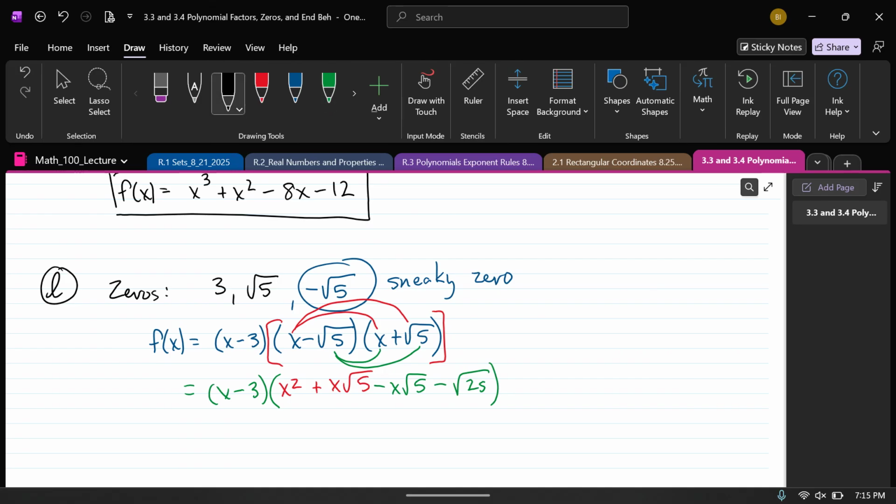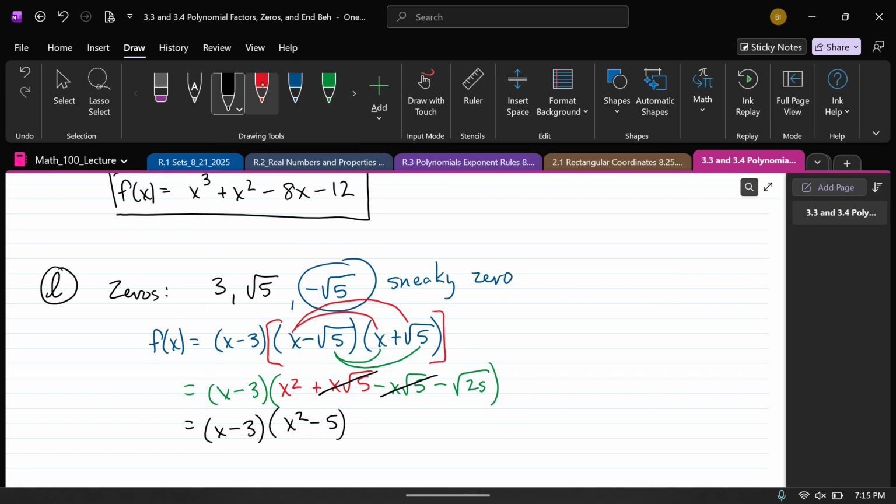What happens to the radical 5s in the middle? Yeah, one's a positive, one's a negative. They're going to cancel each other out. What is the square root of 25? Oh, okay. So that's really just x squared minus 5 times x minus 3. Well, that's a lot shorter than what we've been doing. That's a lot easier. That's good.